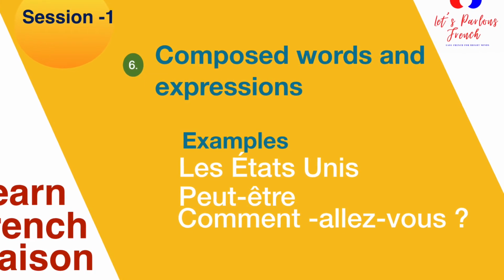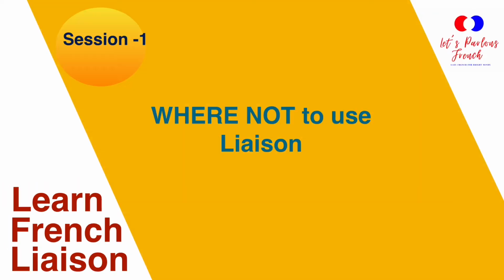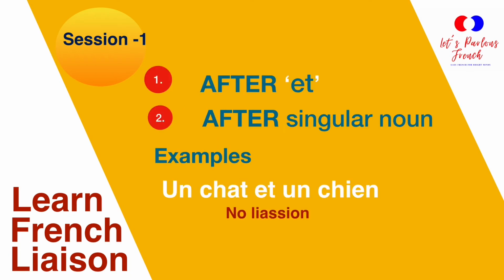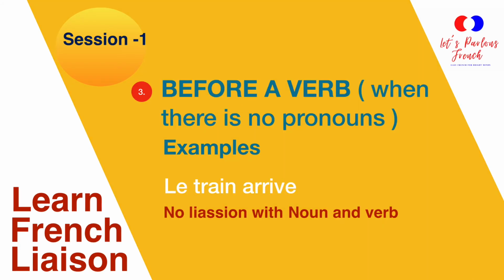So now let's check where not to use the liaison. We don't have to use liaison when there is a conjunction et. Also, we don't have to use liaison after a singular noun. Example: un chat et un chien.